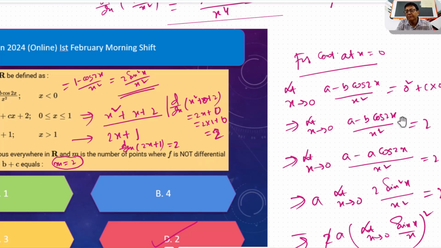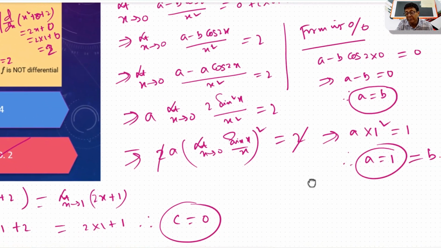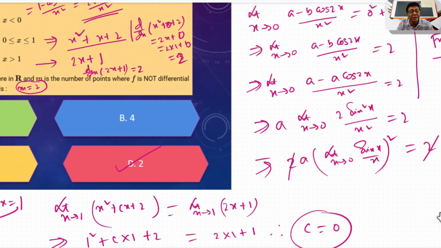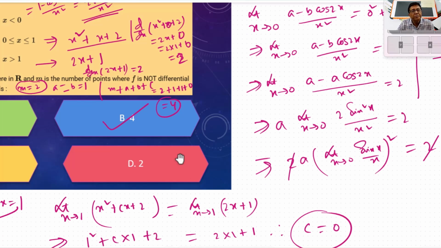Here a equal to b equal to 1 you got, m you got 2, and c equal to 0 you got. So m plus a plus b plus c is 2 plus 1 plus 1 plus 0. This is going to be 4. So option B is correct, that is 4 only. Understood?